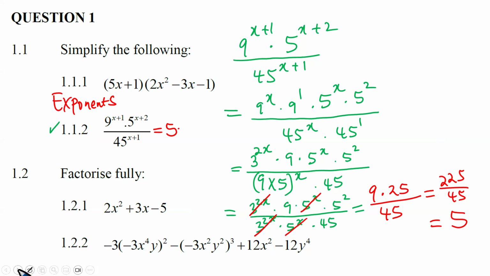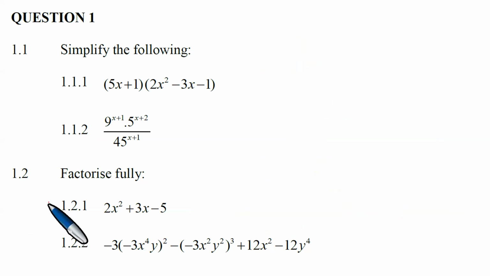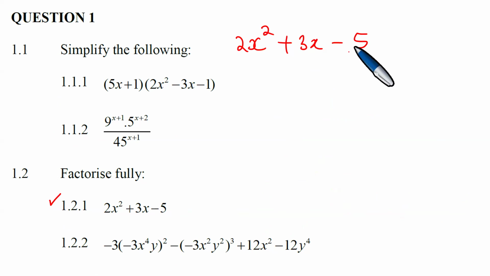Thank you so much. Right, at this point, the next question is factorize fully. So we need to learn how to factorize. This was set in 2019, and the grade 10s were given 2x squared plus 3x minus 5. How is one supposed to factorize this?